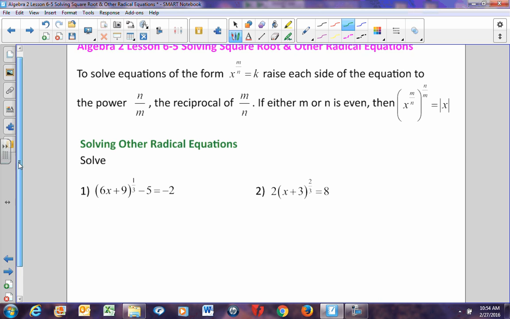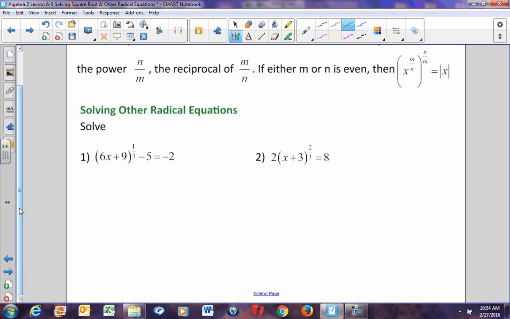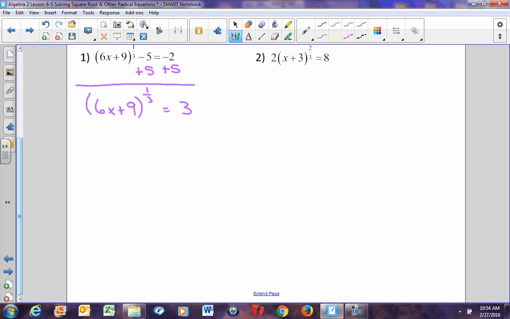So the first thing we have to do here is get the radical by itself, which means I need to add 5 to both sides. So I now have 6x plus 9 to the 1/3 is equal to 3. Well, the reciprocal of 1/3 is 3 over 1. So I'm going to take 6x plus 9 to the 1/3 power, and raise that to the 3 over 1 power, and that's going to equal 3 to the 3 over 1 power.